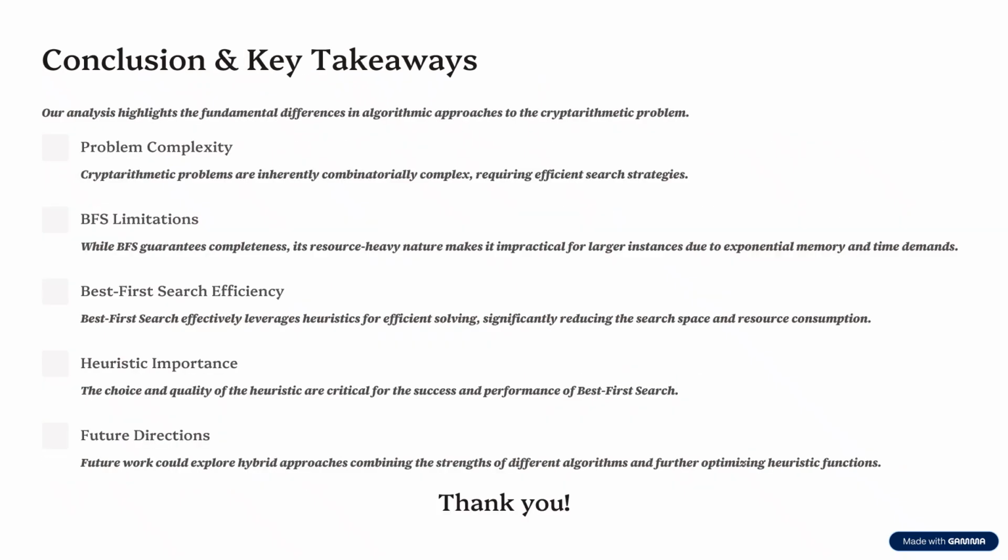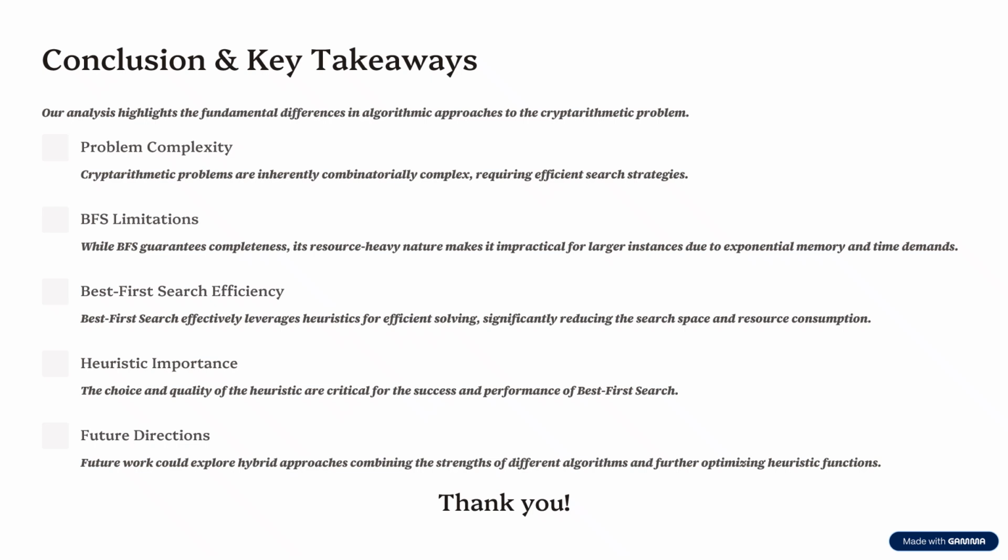Okay, so we come to our conclusion. Our analysis highlights the fundamental differences in the algorithmic approaches to the cryptarithmetic problem. We have taken two algorithms and compared their performance, that is BFS and the best first search. So, the problem complexity: cryptarithmetic problems are inherently combinatorially complex, requiring efficient search strategies. If you see the BFS limitations, while BFS guarantees completeness, its resource-heavy nature makes it impractical for larger instances due to exponential memory and time demands.